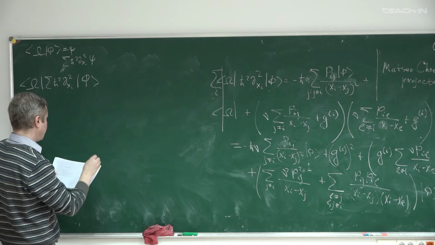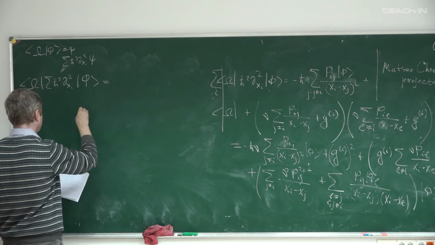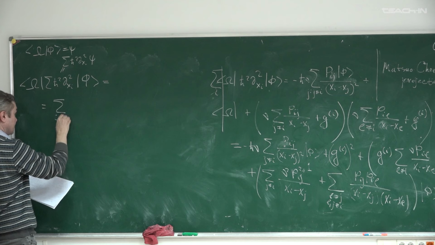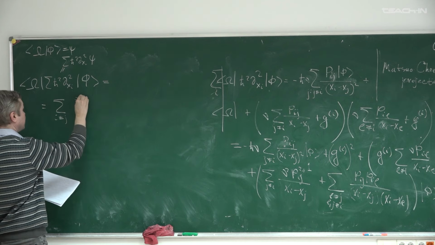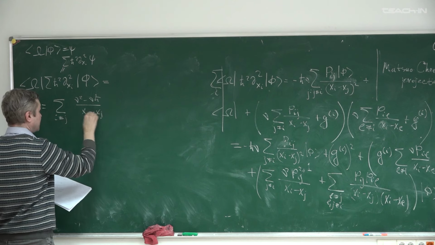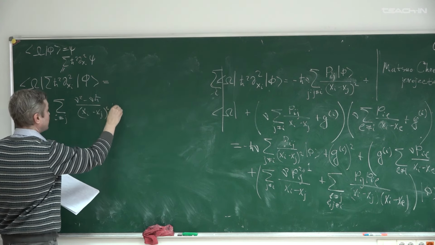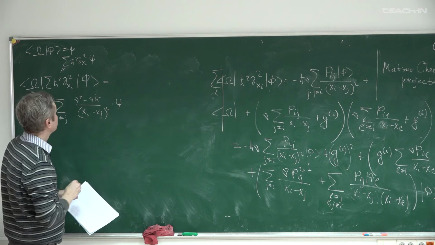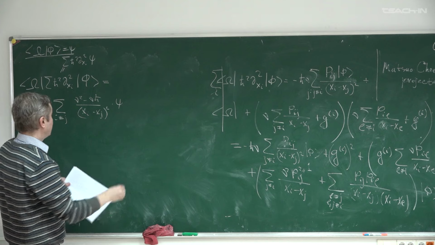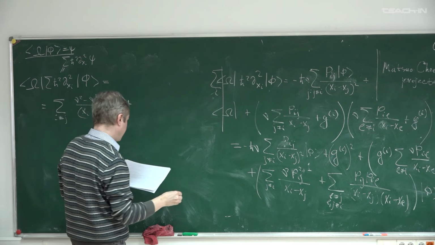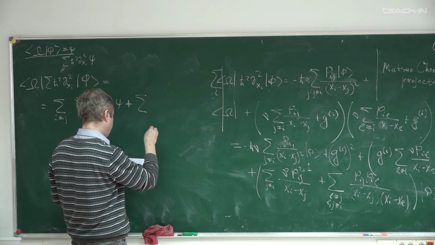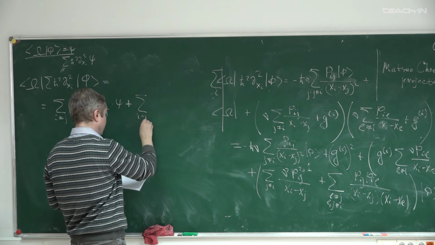And from the right-hand side, we'll have the sum over i not equal to j of mu squared minus nu h divided by xi minus xj, multiplied by the same psi. This psi is just a scalar product. And plus also something special. Let me show you what.